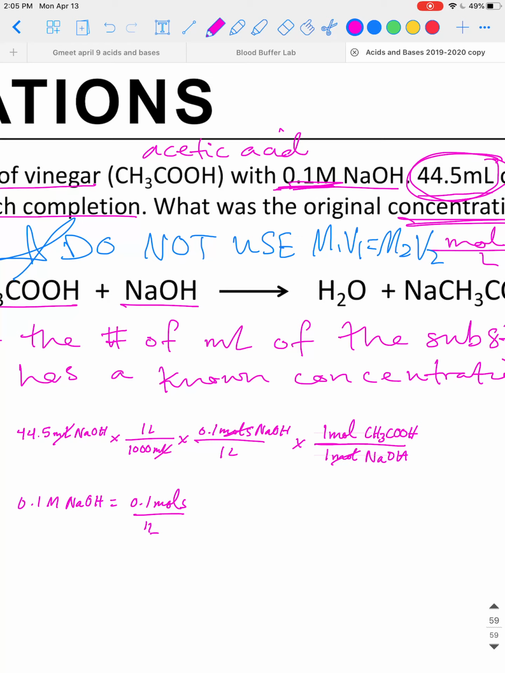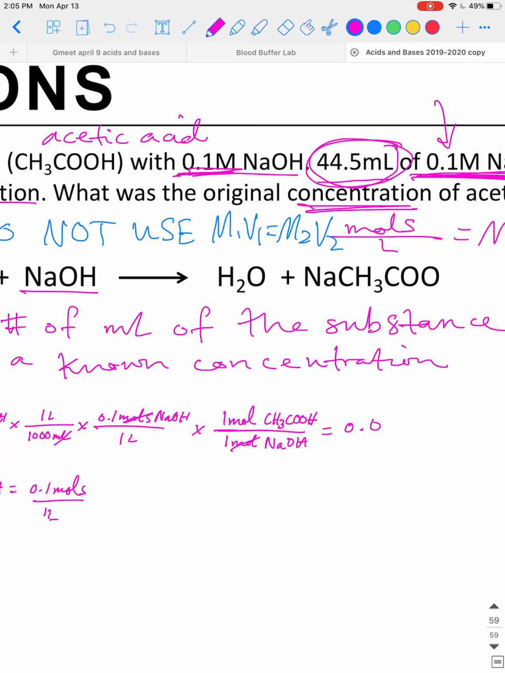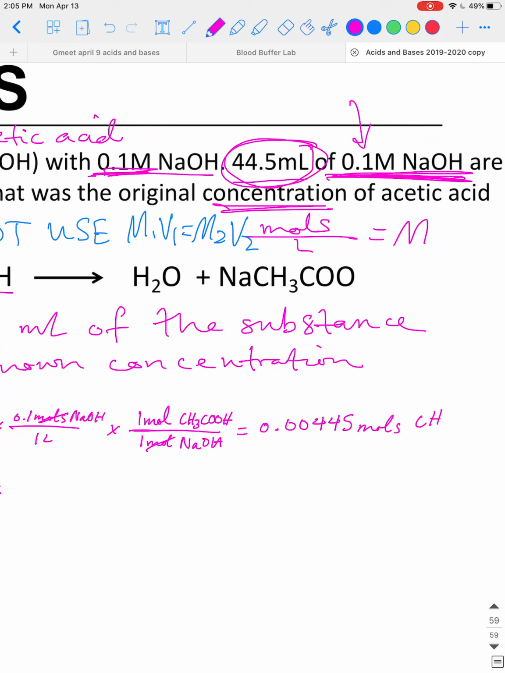Alright, so then we're going to have moles of acetic acid. So let's pause and get a number here. 44.5 divided by 1,000 times 0.1, you should get 0.00445 moles of acetic acid. Please always label what substance you're talking about.